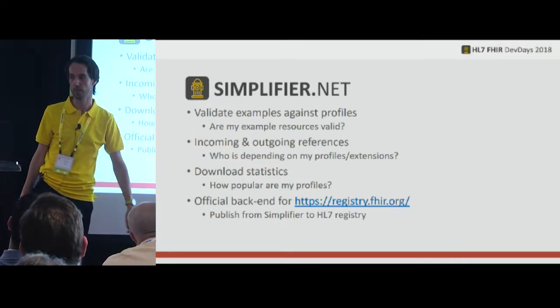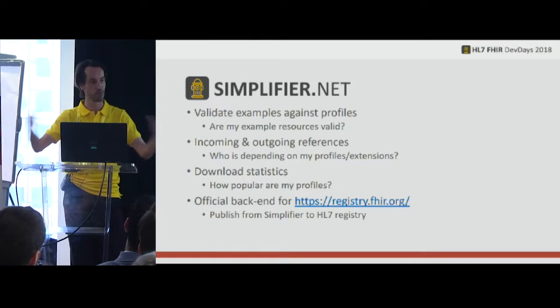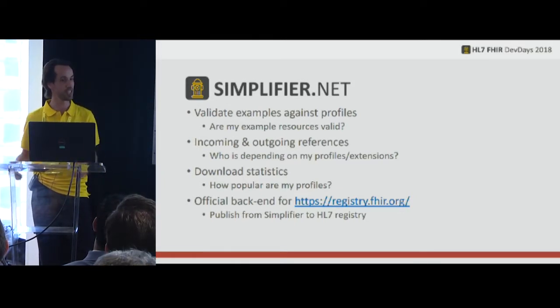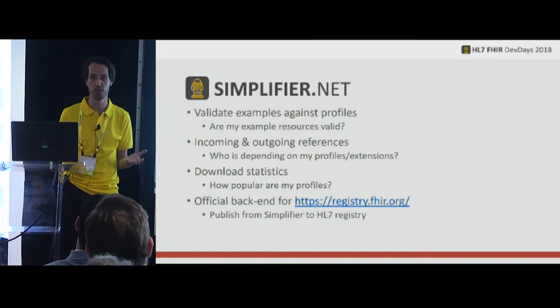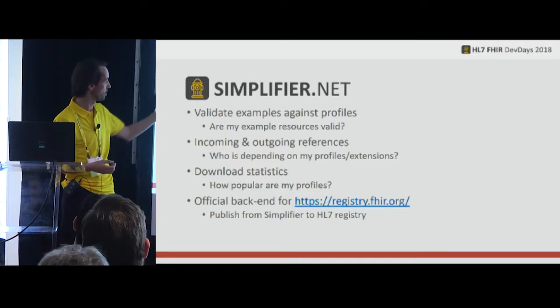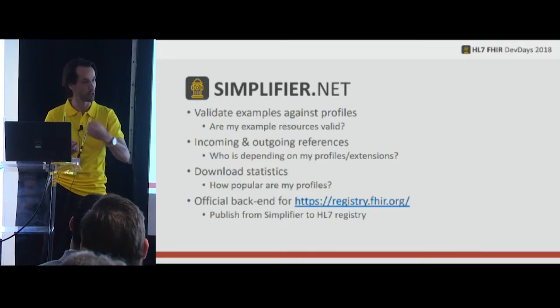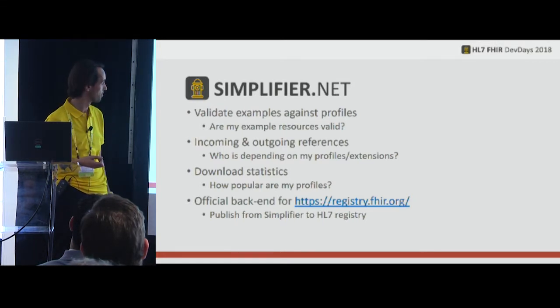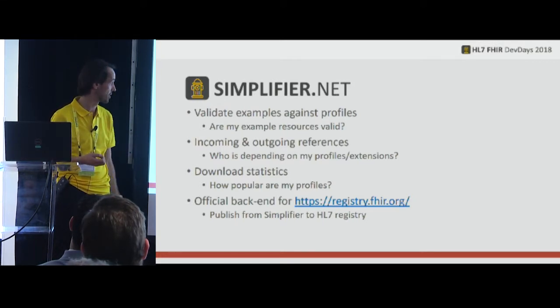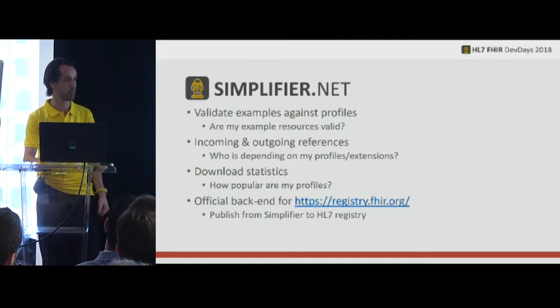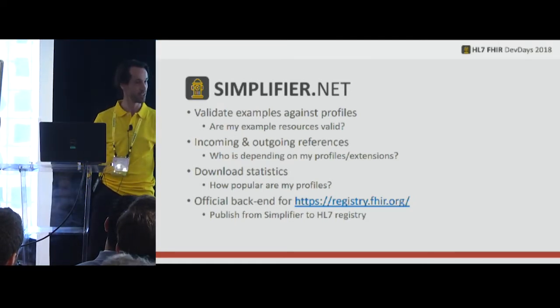Also, you can see incoming and outgoing references. If we all put our profiles in the same global registry, then now we can see who's using my extension. If you publish your own extension and other people start using that, you want to know, but you don't know how. Well, in the registry, you can see which profiles are referring to your work. That's very useful. And you can get some statistics. And actually, as I mentioned, Simplifier is the backend for the HL7 registry because HL7 is not a software company, so it's being fed from here.